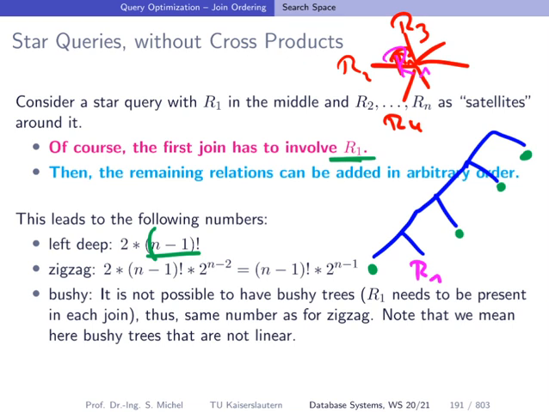For zigzag, we have the same situation as before. We can generalize the left deep tree number of possible trees by multiplying with 2 to the n-2 because of the possibilities to swap the inputs.